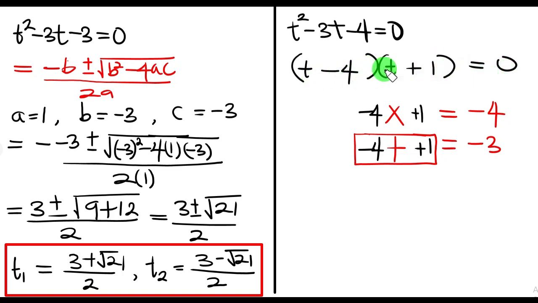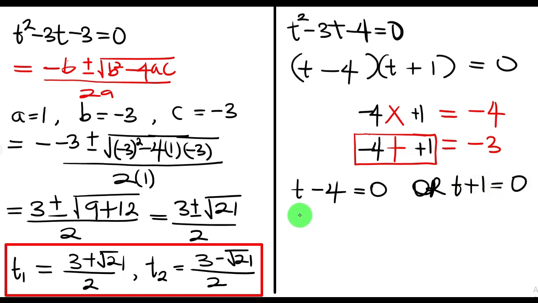Exactly what this means in mathematics: when we have 0 by multiplying two things together, two variables, two expressions together, then we can say t minus 4 equals 0, or we say t plus 1 equals 0. So in the first case, t equals 4, or t equals minus 1.